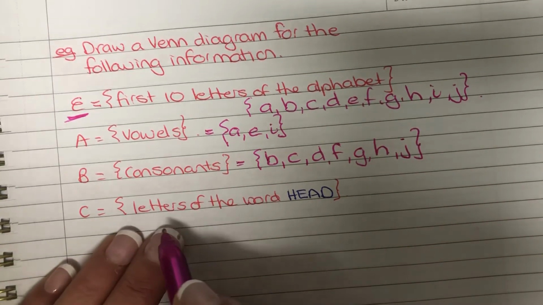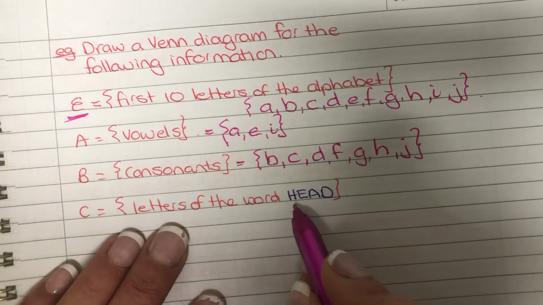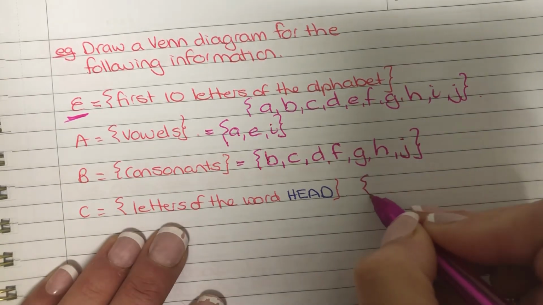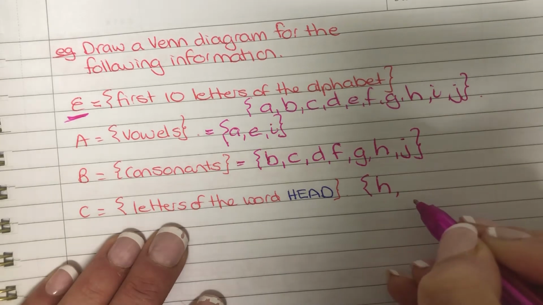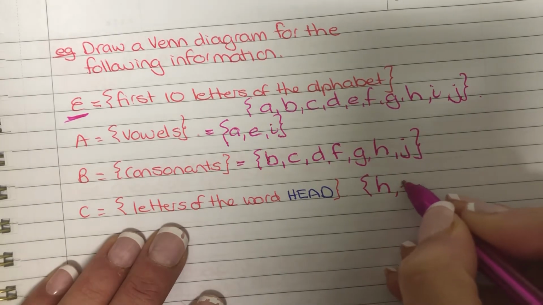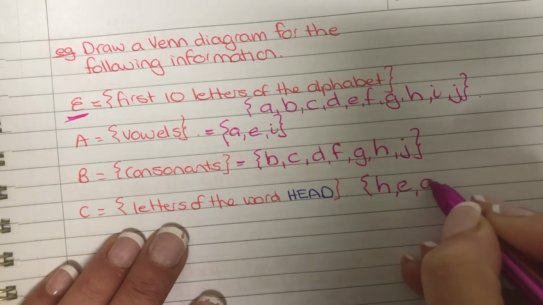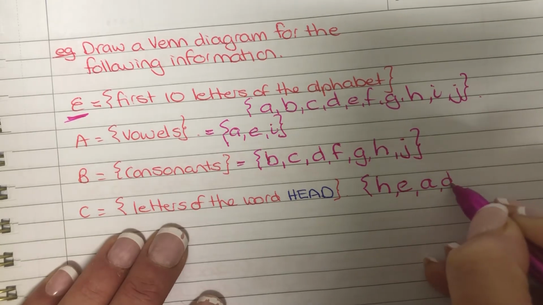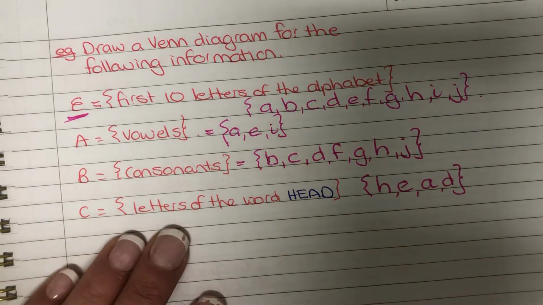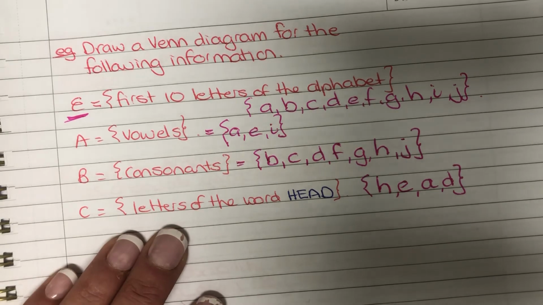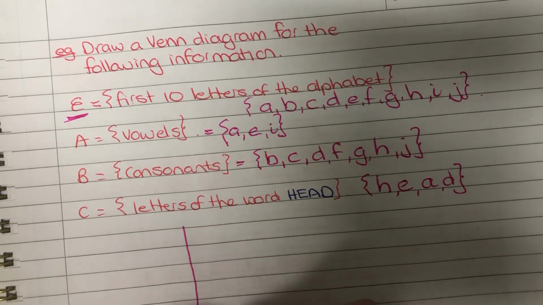And then C is the letters of the word head. So you just list them out like we have been doing with our sample space questions. H, E, A, D. Now, let's have a look at what this might look like.